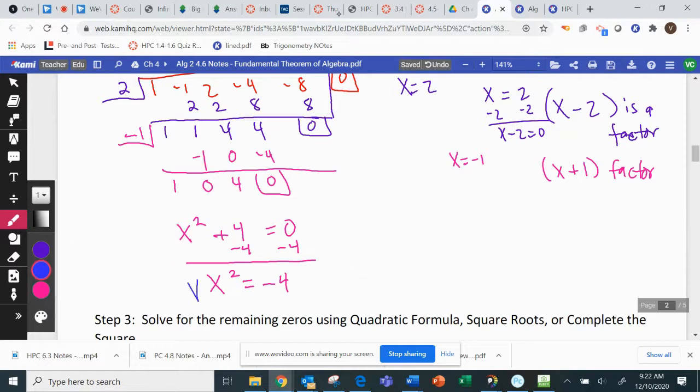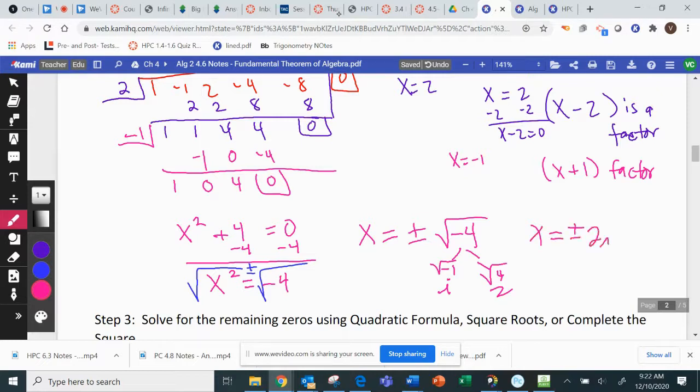Oh no, what happens when I square root and put in a plus minus? What happens? Haven't heard the answer yet. What happens? I got an imaginary number. That's okay. We can still do that. Remember, the square root of -1 is i, and the square root of 4 would be 2. So we would get x equals plus or minus 2i.